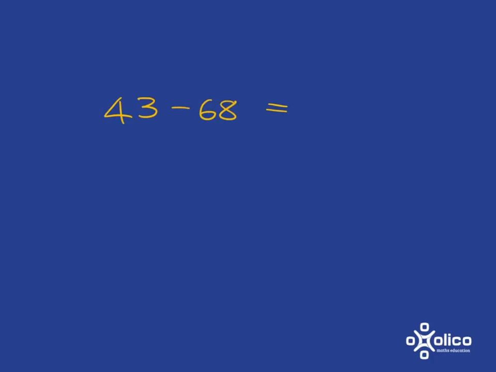Well, if I wanted to do something like 43 subtract 68, I know my answer is going to be negative, and I know from that pattern I've just observed that it's just going to give me the same number part of the answer as 68 subtract 43, except be negative. And so 68 subtract 43 I know is 25, and so my answer here is negative 25.